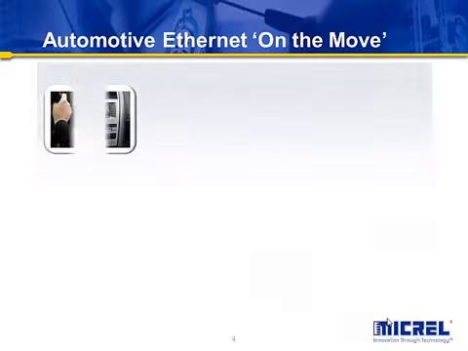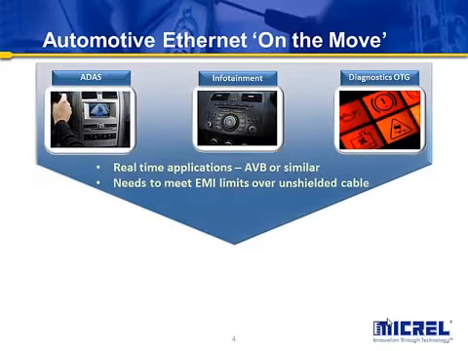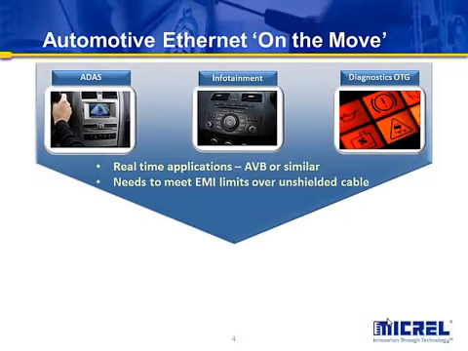New applications in the car favoring Ethernet, such as advanced driver assistance, infotainment, and diagnostics on the go, i.e. while the car is moving rather than at a service center, differ from OBD in two ways. Firstly, they are real-time applications, and secondly, they need to meet EMI limits, typically over unshielded cable.